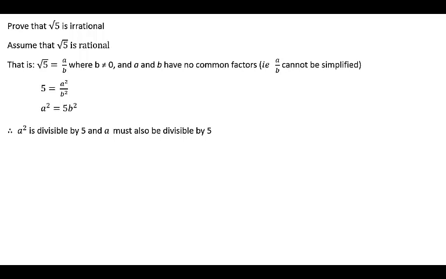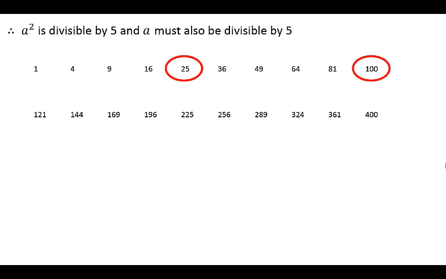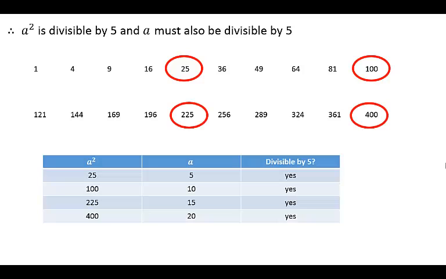It's worth having a closer look at that statement. So a squared is divisible by 5, and a must also be divisible by 5. Here are the first 20 square numbers. The ones that are divisible by 5 are indicated. So if a squared is 25, a is equal to 5, and 5 is obviously divisible by 5. If a squared is 100, a is 10, which is divisible by 5, etc. So that works for all square numbers that are divisible by 5.